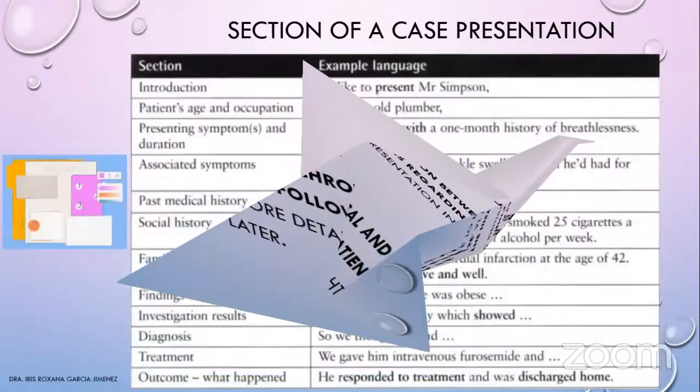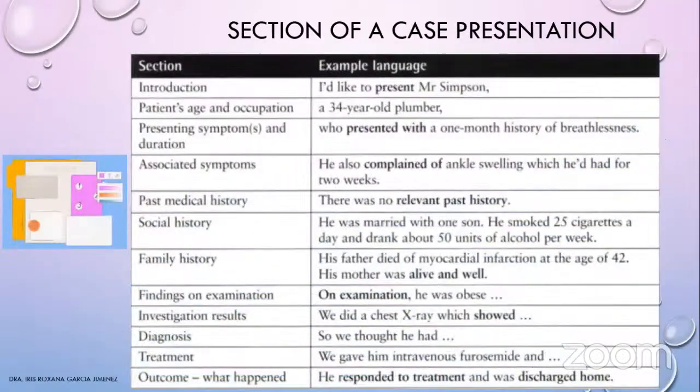So let's check. We got this chart, and in this chart, we can see the sections of a case presentation. A lot of information, right? But that's the correct way to make it. If we make it in order and fill all the spaces, it's possible to understand how it's going on.